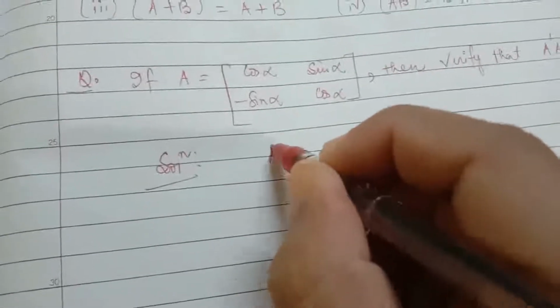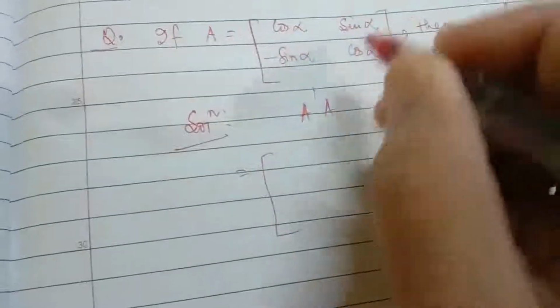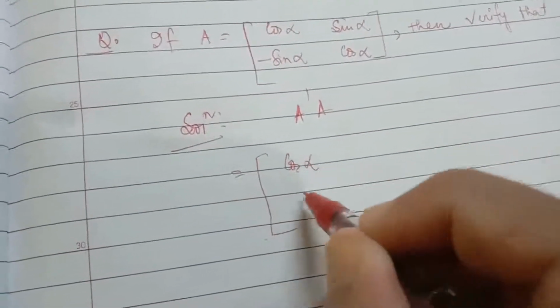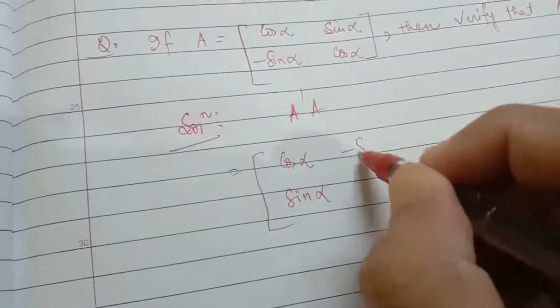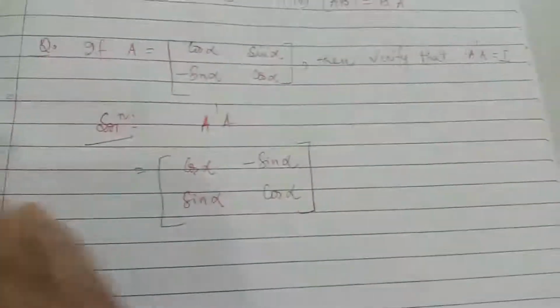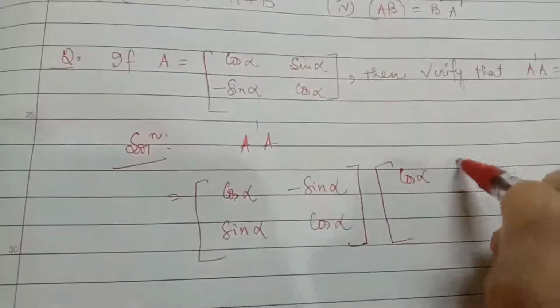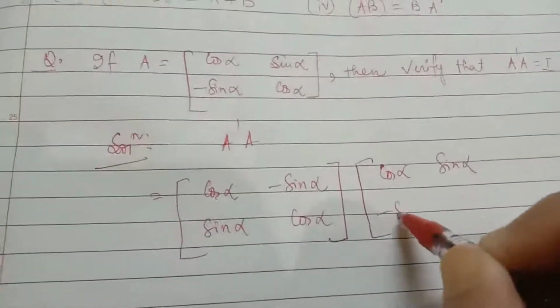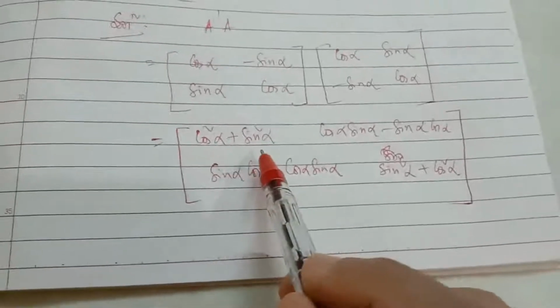Now, A dash into A means you have to write the transpose of this matrix. You have to write first row as first column, cos alpha, sin alpha. You have to write second row as second column, minus sin alpha, cos alpha. This is A dash and the given matrix is A, cos alpha, sin alpha, minus sin alpha and cos alpha.